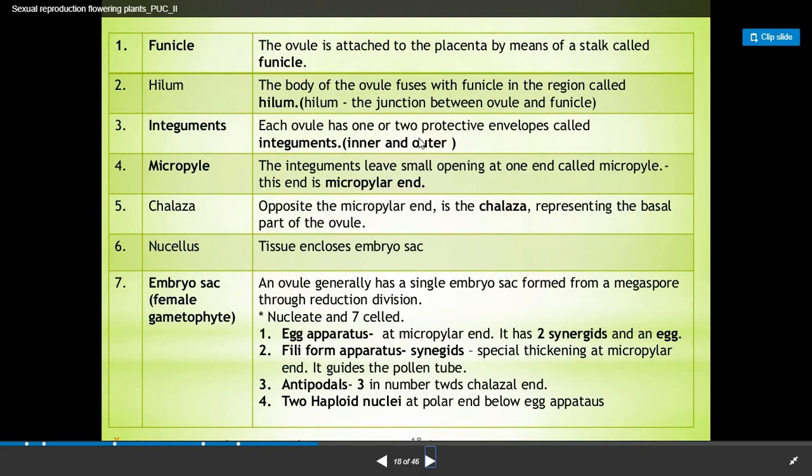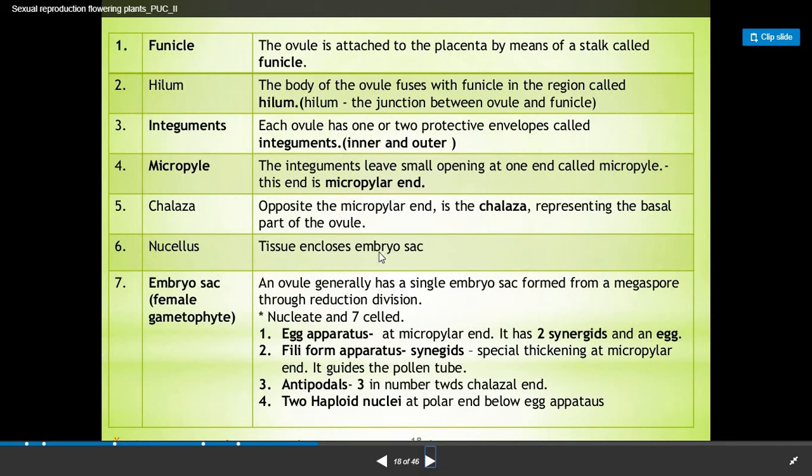Integuments: a kind of protective envelope that covers the ovule structure. Micropyle: the integument leaves a small opening at one end called micropyle. This end is also known as the micropylar end. The other end of the ovule, opposite to the micropylar end, is known as chalaza. That is representing the basal part of the ovule.